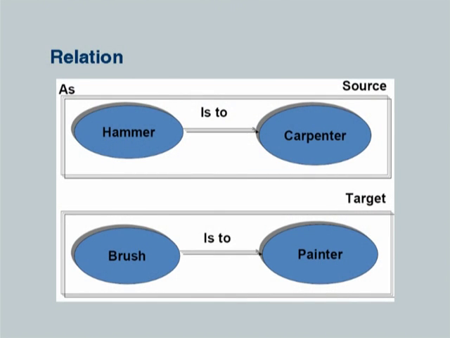What we have just seen happens to be an illustration of an analogy. There is a situation or a concept A, and there is another situation or a concept B, and there is a similarity in some respects from concept A to concept B. As we saw in the first case, hammer is to carpenter as brush is to painter. The hammer is a tool for the carpenter just as the brush is a tool for the painter. This is what we call an analogous situation between A and B.